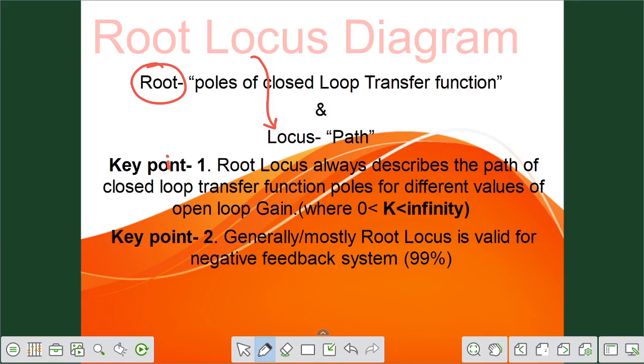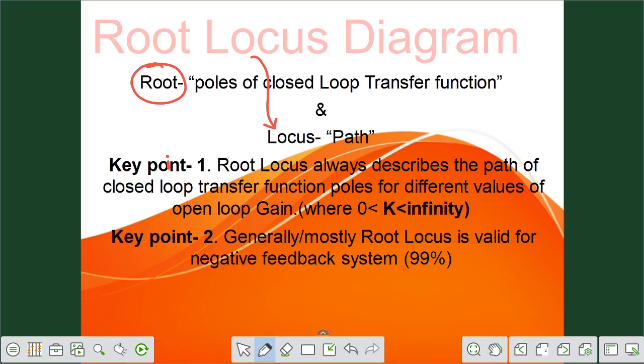That means in numericals, whatever is given, an open loop transfer function is given. Everywhere the open loop transfer function is given. With the help of the open loop transfer function, we are making the path of the closed loop transfer function poles. Actually, this is what root locus means. If I combine these three terms, root locus diagram means the diagram which tells us the path of closed loop transfer function poles.